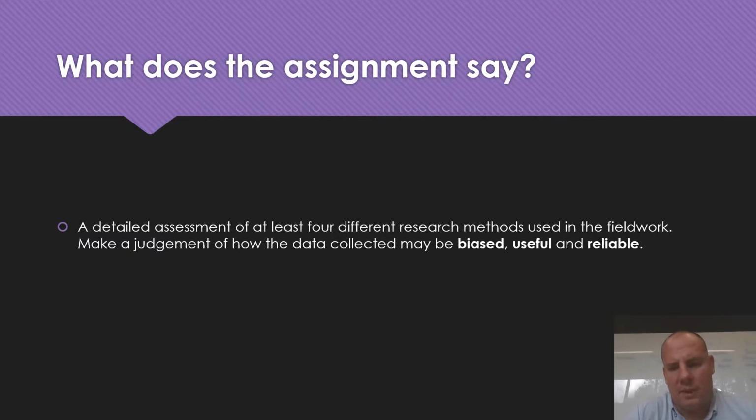So in our definition of what we have to do in this section, when we evaluate our research methods, it's a detailed assessment of at least 4 different research methods used in the fieldwork, and make a judgment how the data collected may be biased, reliable and useful. So we need to go back to our methodology. We need to discuss those 4 methods we picked and explain how we use those methods at Pioneer Dairy. And then we're going to make a judgment based on how biased, useful and reliable that research method is.